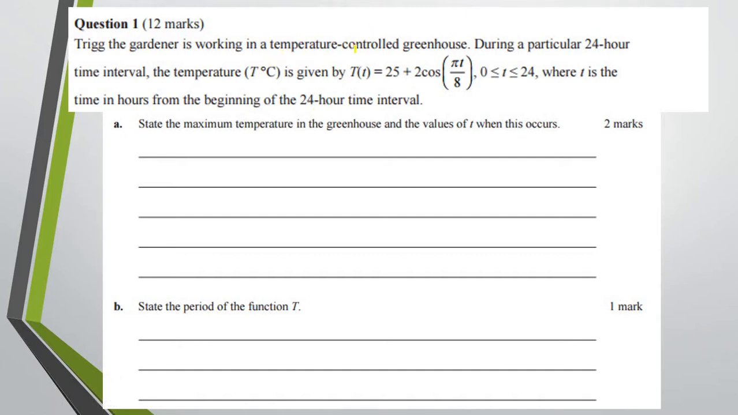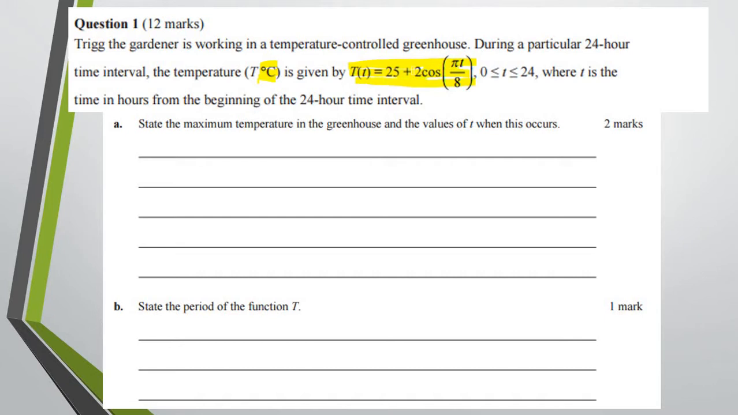Trig the gardener is working in a temperature-controlled greenhouse. Now that's not overly relevant right now. During a particular 24-hour interval, the temperature in degrees C, so it's important we know the units of things, is given by this equation, okay? So we've got a cosine equation that we're dealing with. That's good to know.